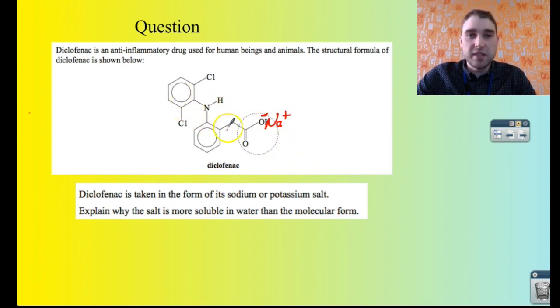So it's a fairly large molecule, but because we have that ion dipole bonding occurring here, that's enough to overcome the hydrogen bonding between the water molecules, and that makes it more soluble. So today on Flipping Science, we looked at ion dipole bonding and hydrogen bonding.